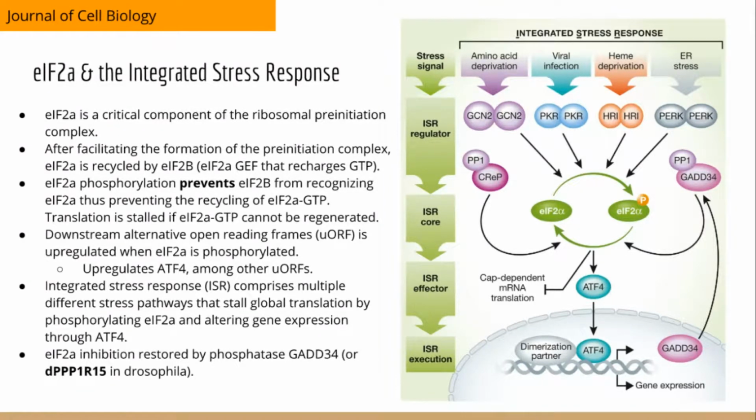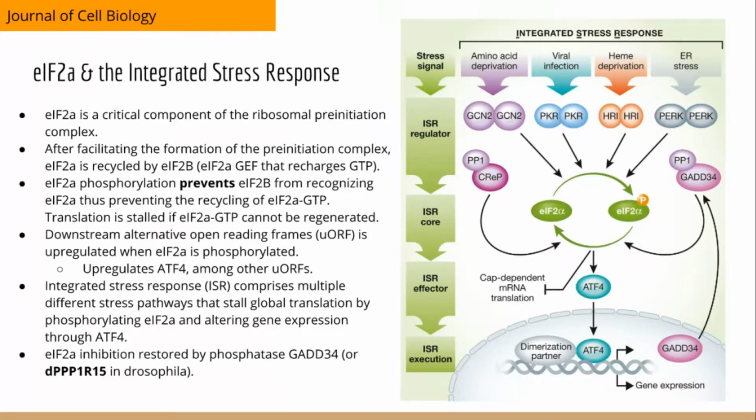In fact, translation of alternative downstream open reading frame transcripts is actually promoted by the phosphorylation of eIF2a. One very well studied alternative reading frame that is upregulated following eIF2a phosphorylation is ATF4. It's a transcription factor that effectively turns the stress response into an actual transcriptional response.